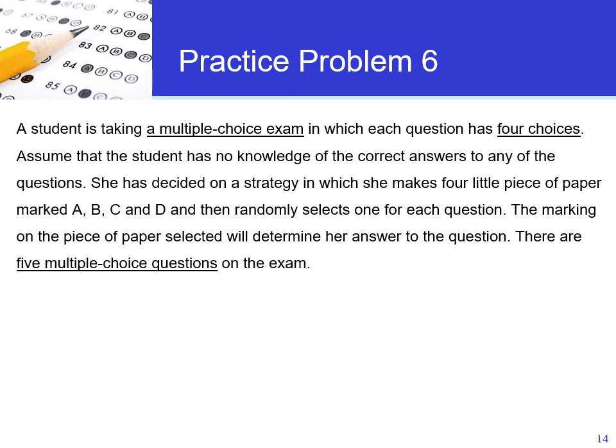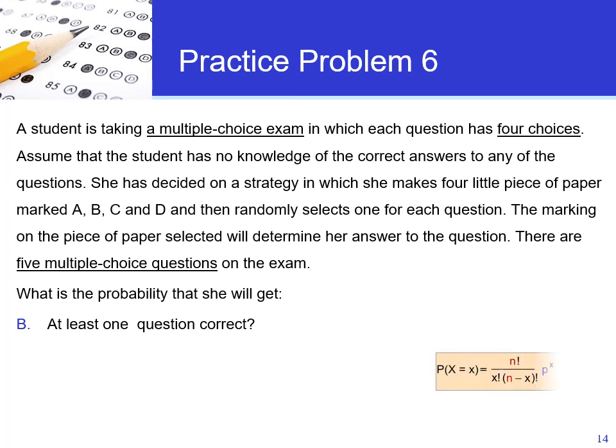Let's see the next part of this question. So she is taking a 5-question multiple choice exam, 4 choices for each question. What is the probability that she will get, part B, at least 1 question correctly? So please pause, work on this problem, and then come back to see the solution. All right, let's see the solution.